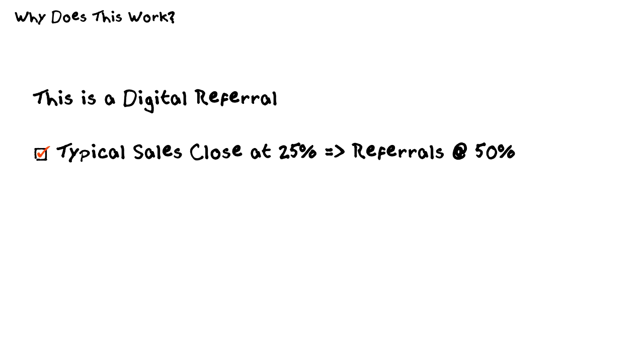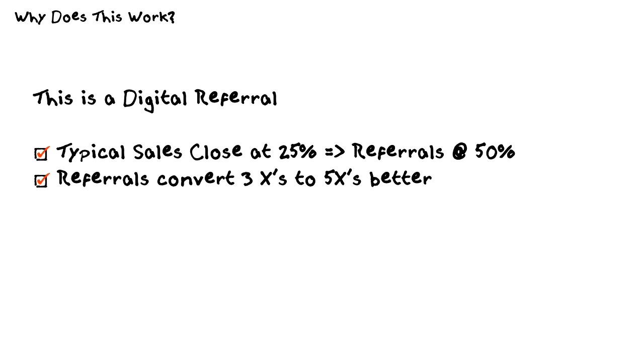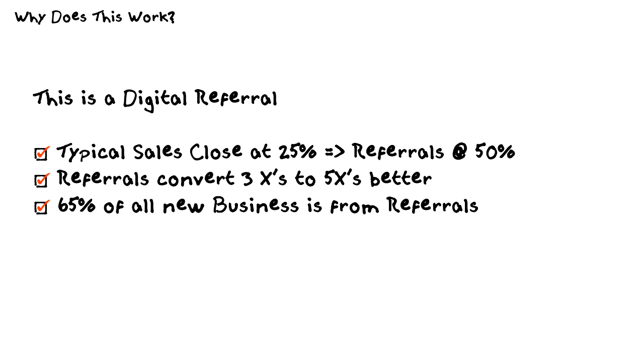So why does this work? First of all, I call it the digital referral. The digital referral is leveraging your LinkedIn connections to make introductions to their LinkedIn connections. It's a whole digital world and it's a referrals piece as well. Typical sales, by the way, close at 25%. Referrals close at 50%, so that's double the rate. Referrals, when they come in the door, convert at 3 to 5 times better than cold sales leads that walk in the door.